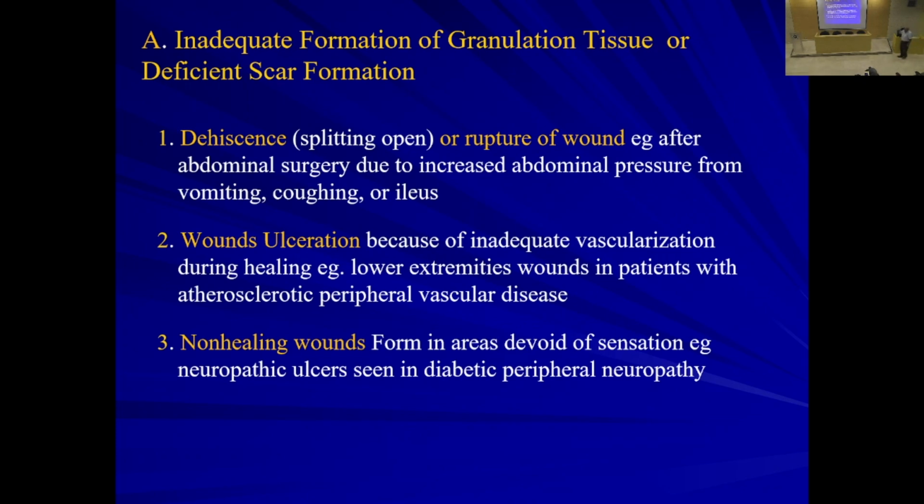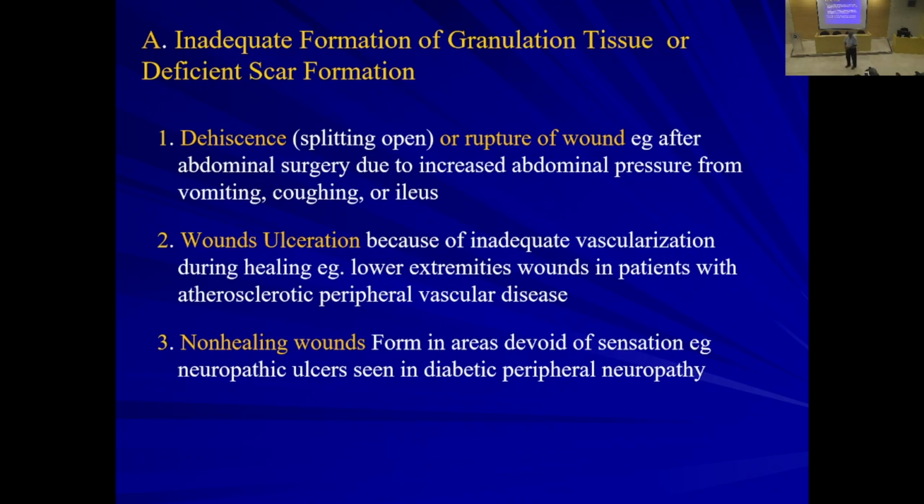In the first category, that is the inadequate formation of the granulation tissue, you consider these. There is either dehiscence. Dehiscence means that where a wound is normally fully glued together, in dehiscence it will split. This is splitting open or rupture of the wounds.